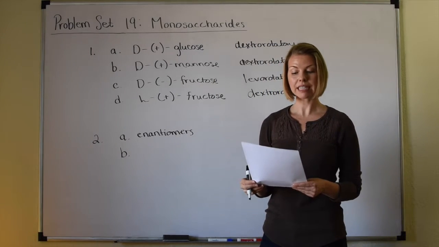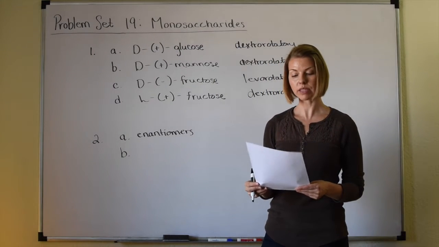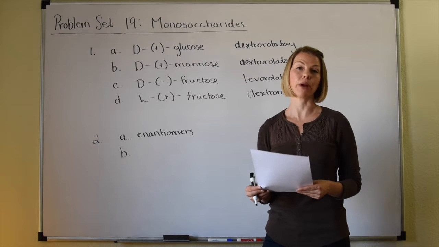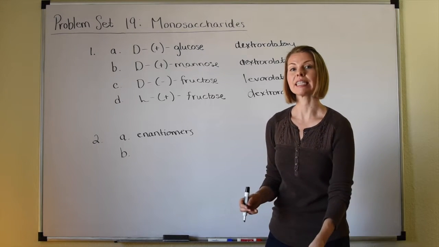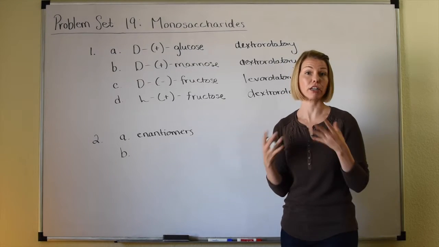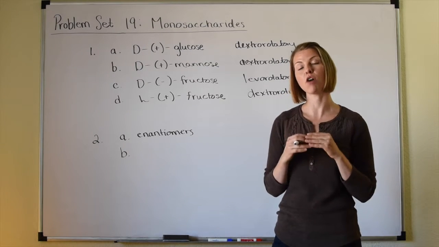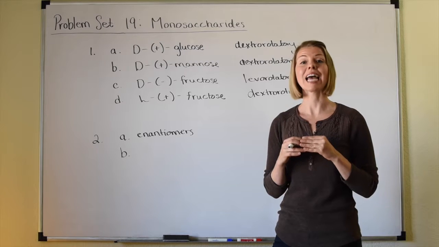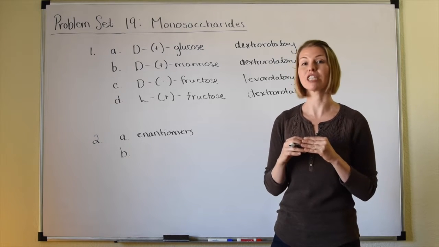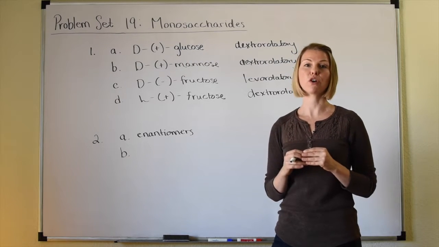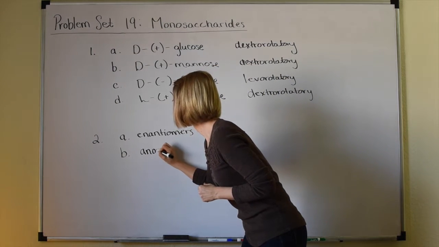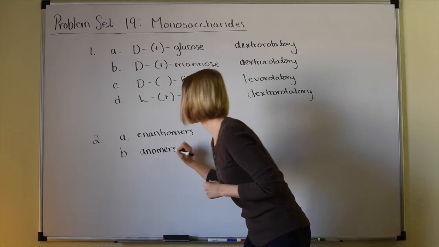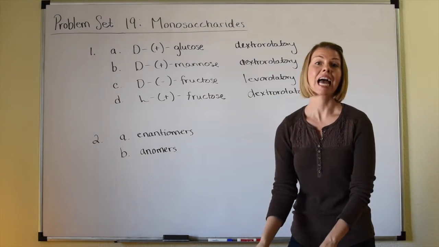B, alpha D-glucopyranose and beta D-glucopyranose. Alpha and beta forms of a cyclic hemiacetal, a monosaccharide in a cyclic hemiacetal form, are known as a special type of diastereomers called anomers. Make sure you know that term. So B, those two molecules are related as anomers.